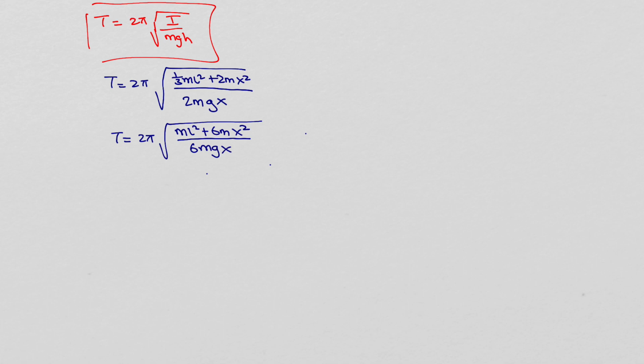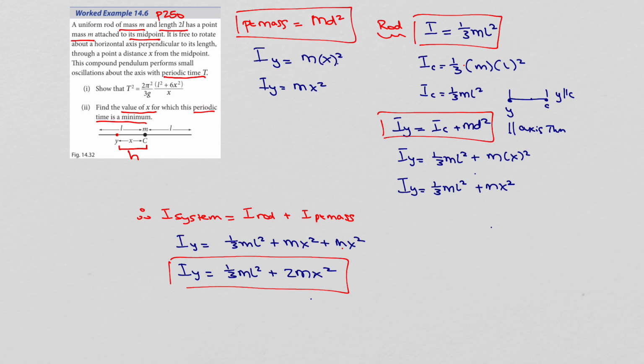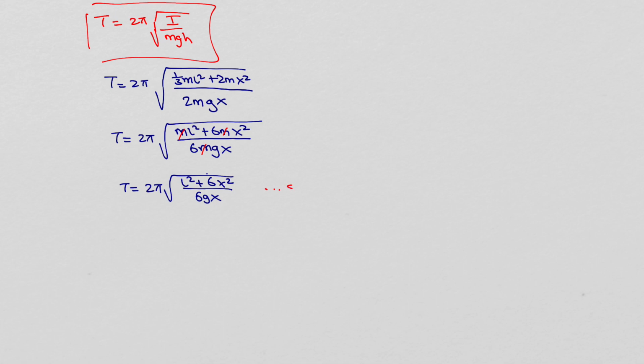Now I can see that I can divide the top by m. Therefore I get T is equal to 2 pi times the square root of L squared plus 6x squared over 6gx. Now if I go back to the question though, it didn't want me to find T, it wanted me to find T squared. So that means I'm going to square both sides. If I square the left, I get T squared. If I square the right, I get 4 pi squared times L squared plus 6x squared over 6gx.